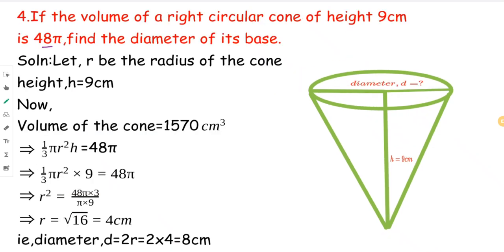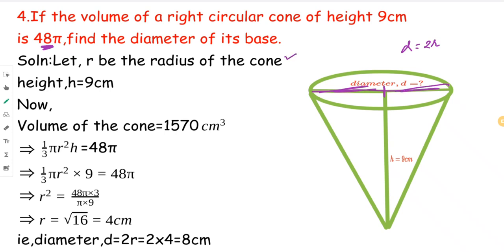All right, question number 4. If the volume of a right circular cone of height given is 48 pi, find the diameter. So diameter means from here till here, right? So if I know the radius, that is half, I will know the diameter, because I just have to multiply by 2, or diameter equals 2 times r, right? This half is r, even this half is r, right? So find the radius, we'll get the diameter.